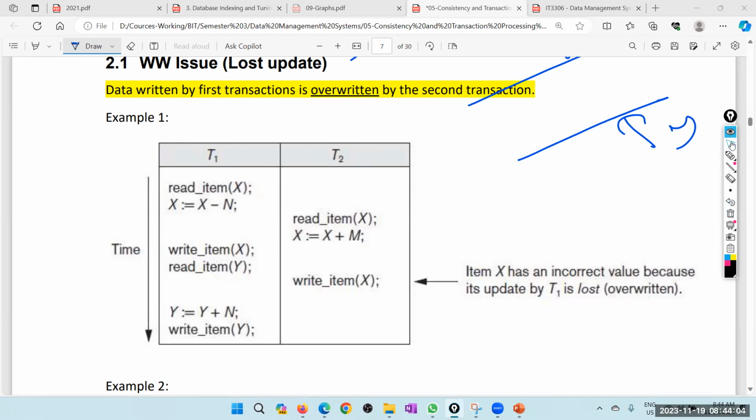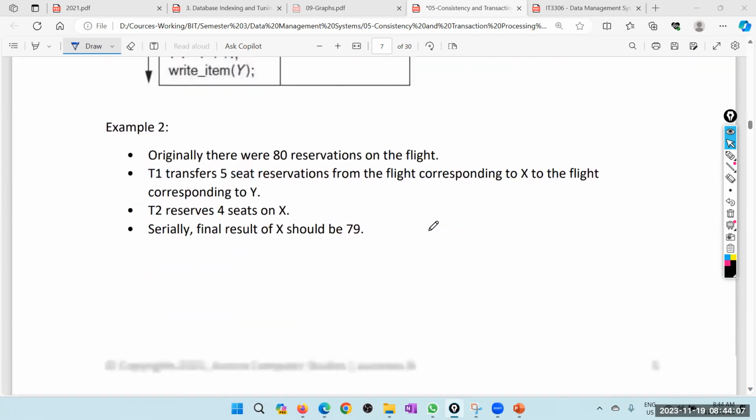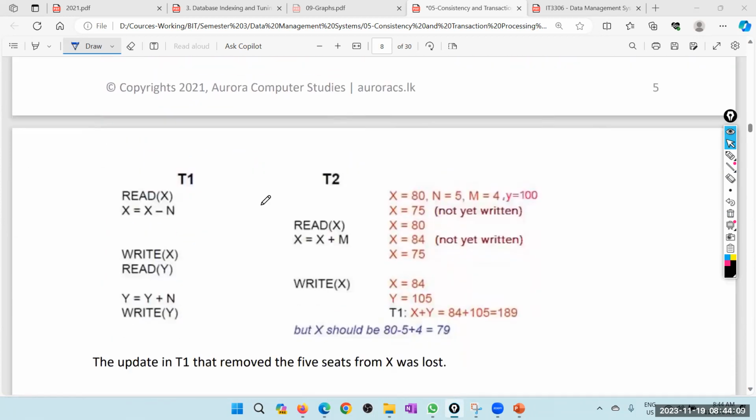So if you have any question, you need to ask. Right. So this is the same thing with data. So therefore, the final value is wrong.